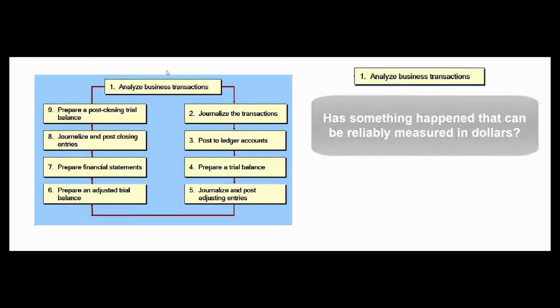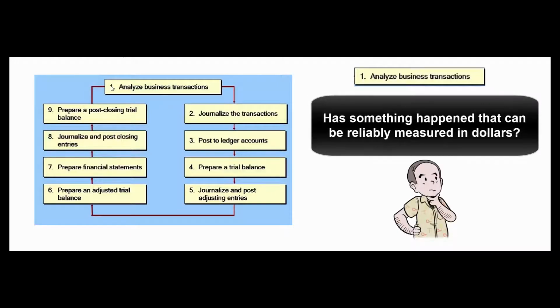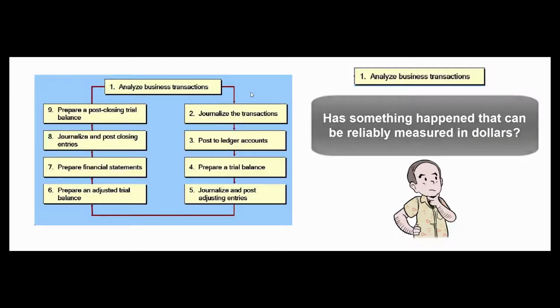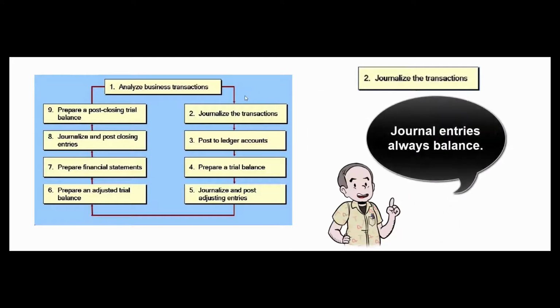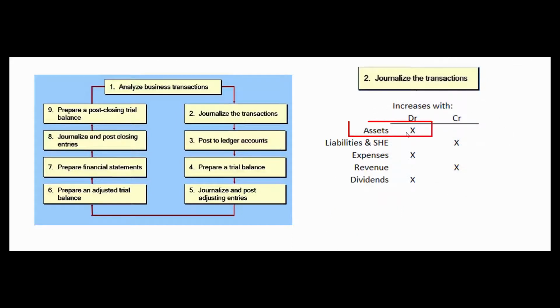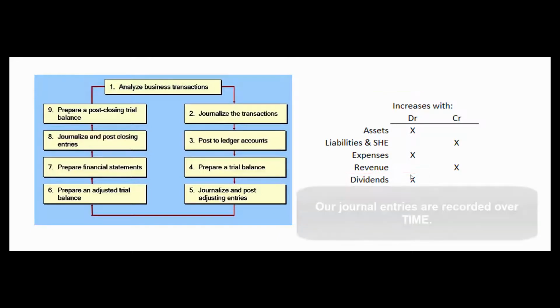Remember our accounting cycle. Our first step is to analyze the business transaction. If there is something that can be reliably measured in dollars, we'll record it. And we'll record it using journal entries, debits and credits. Our rules are that assets increase with debits, liabilities and shareholders' equity accounts increase with credits, expenses are debits. The opposite of expenses is revenue, so it increases with credits, and dividends start with the letter D, and that reminds us that they're also recorded with debits.